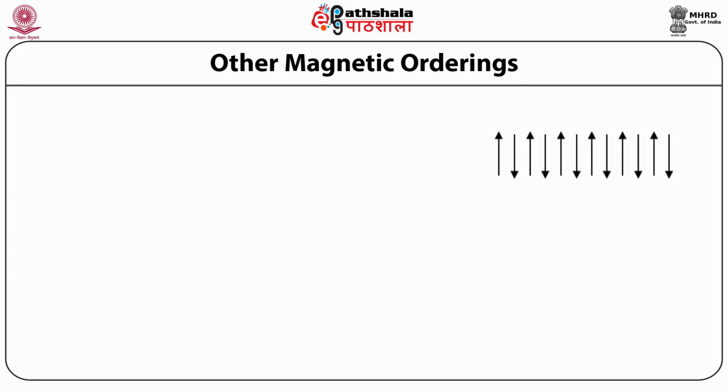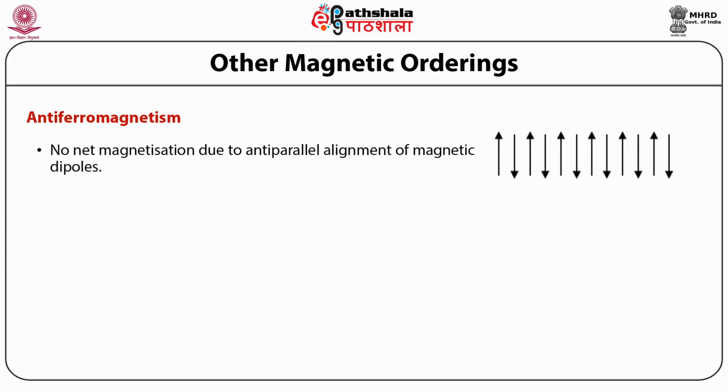Other magnetic orderings. Now students, let us discuss the other magnetic orderings leading to antiferromagnetism and ferrimagnetism effects. First, we will discuss antiferromagnetism. Here, there is no net magnetization due to the anti-parallel alignment of magnetic dipoles, which is shown in the figure also.